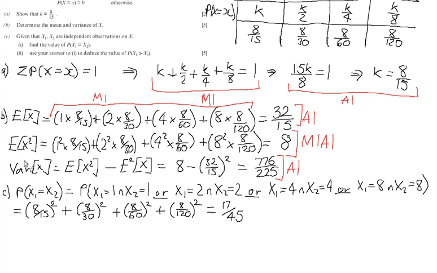Okay, so in this part we get initially, and it's a very long thing, a method mark for listing the ways that we can have x1 equal to x2. Apologies, not a method mark, but actually a statement mark. We can then have a method mark for showing the working of summing and multiplying these probabilities together, and we get an accuracy mark for getting the probability of 17 over 45.